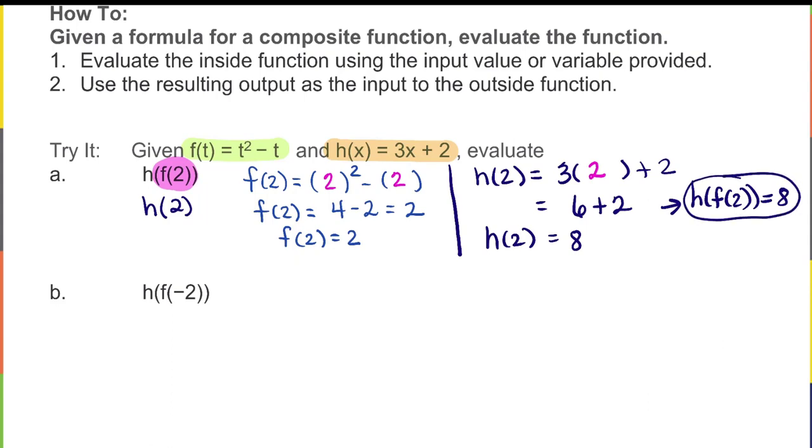Okay, so you guys pause the video and you try the next one, h of f of negative 2. And when you come back, we'll go over the answer.